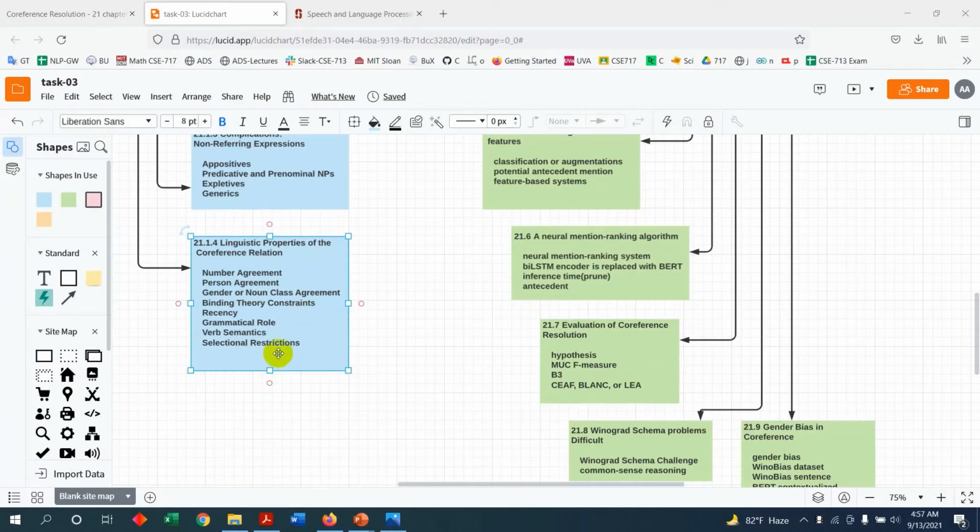This is the last subsection of this section: linguistic properties of the coreference relationship. So number agreement, person agreement, gender or noun class agreement, binding theory constraints, recency, grammatical role, and verb semantics and selectional restrictions, which are important to build up this part.